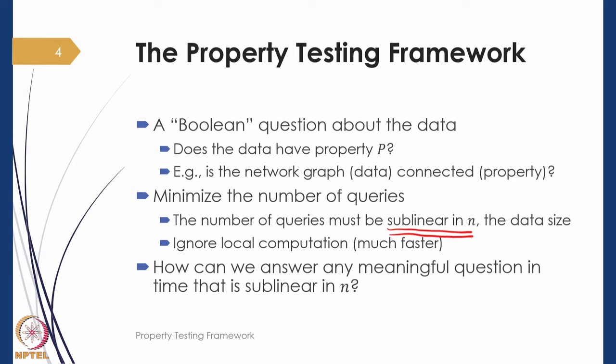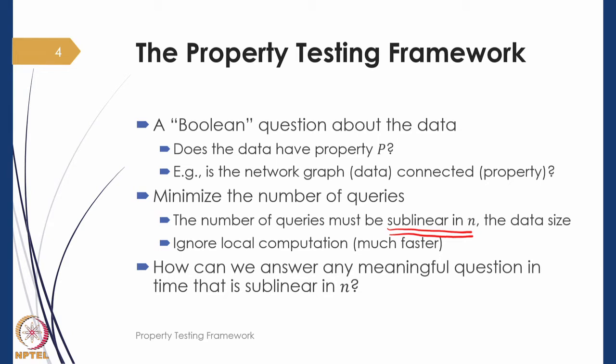For example, a constant number of queries, or the number of queries being logarithmic in n, or the number of queries being square root of n, or some such sublinear quantity in n. Of course, this would mean that we don't even have enough number of queries to read the entire data set.